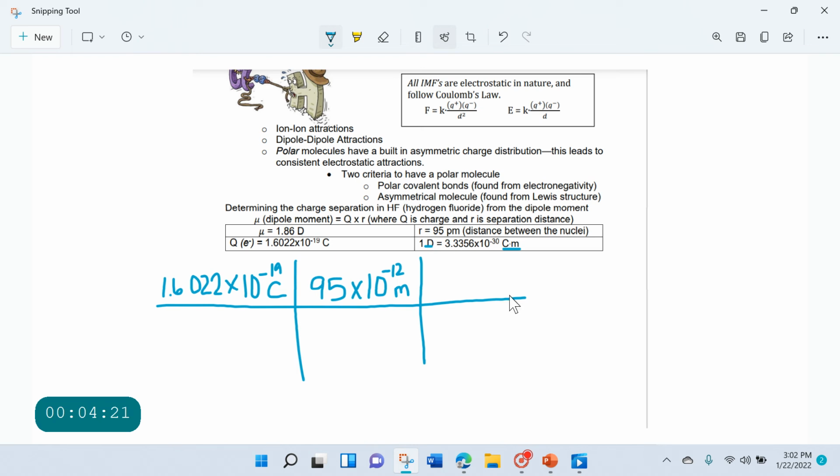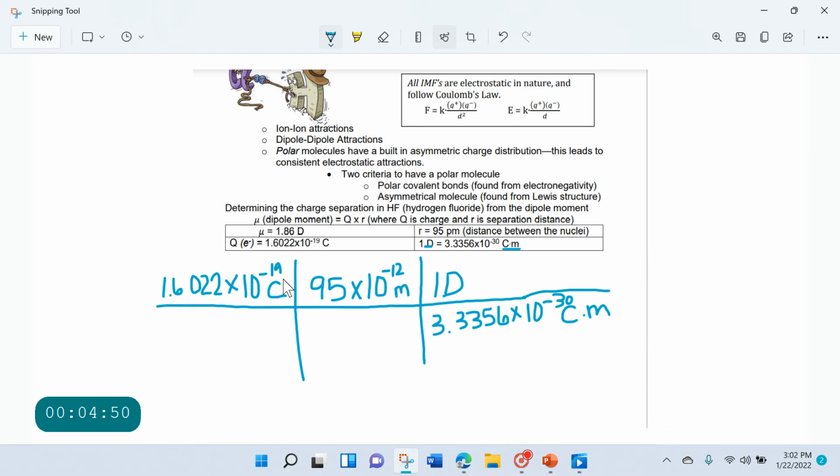And this equivalent here is in coulombs per meter. So we're going to have to cancel our meter. We can't cancel a meter with picometer, right? So we're converting this to meters so that we can cancel our unit. 1 Debye, because we have to be able to have our answer in Debye, is equal to 3.3356 times 10 to the negative 30 coulombs per meter.